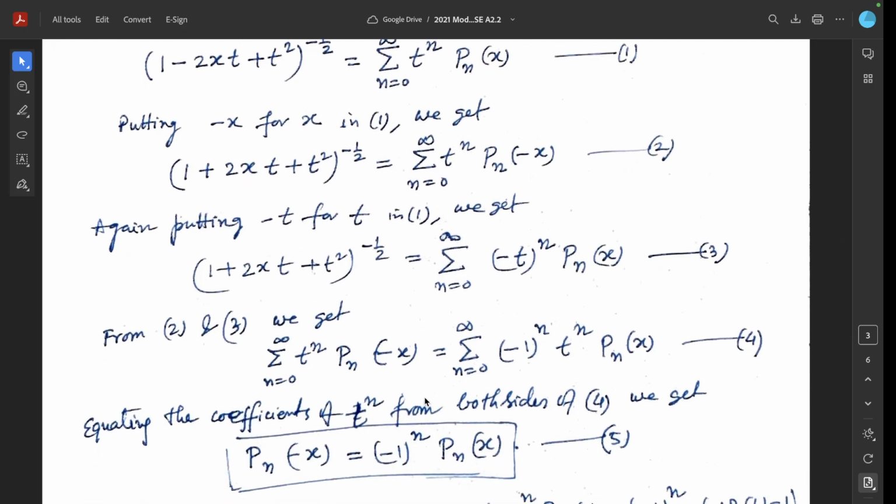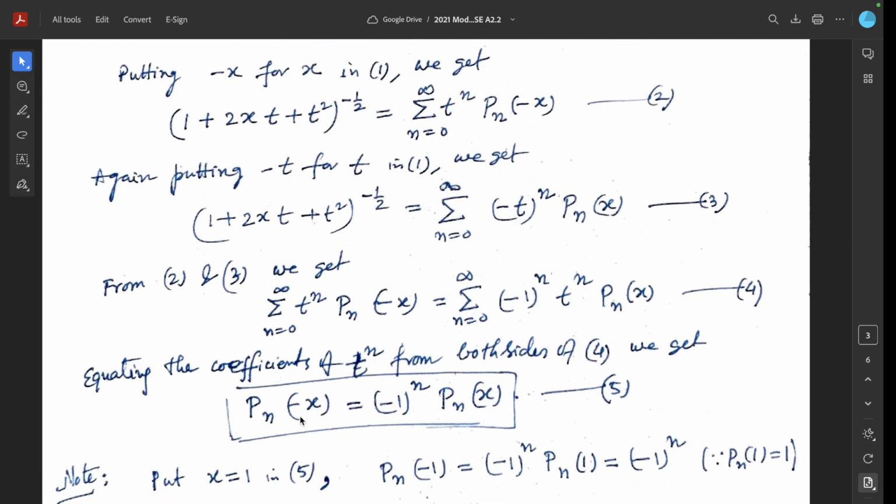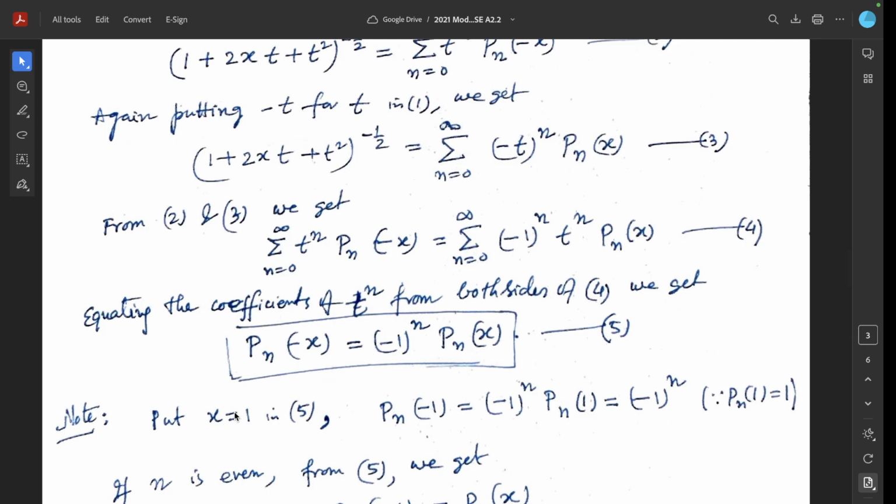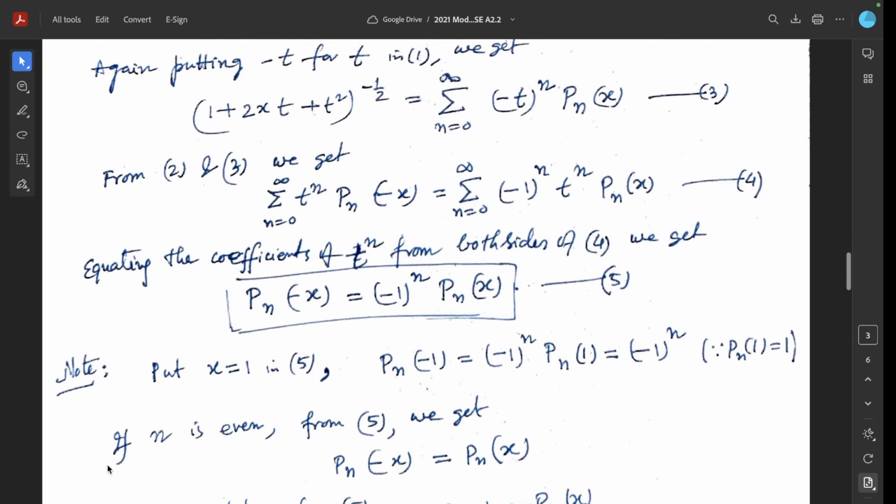And equating the coefficients of t to the power n from both sides of 4, we get Pn(-x) is equal to (-1) to the power n Pn(x). So the correct option is 2. If we put x equal to 1 in this expression 5, we get Pn(-1), actually this is (-1) to the power n, since Pn(1) equals 1. If n is even, then Pn(-x) equals Pn(x), and if n is odd, Pn(-x) equals minus Pn(x).